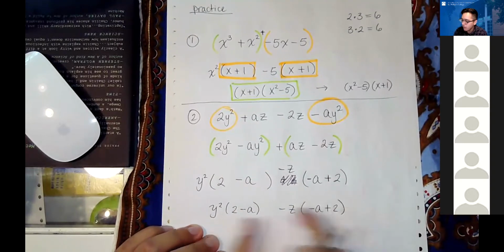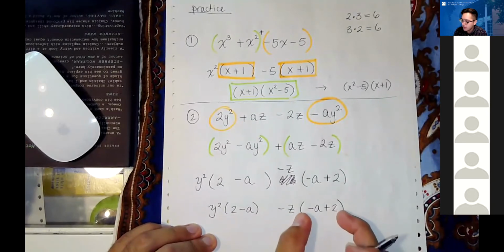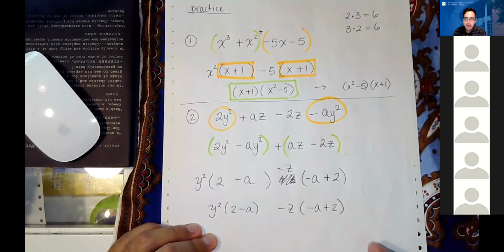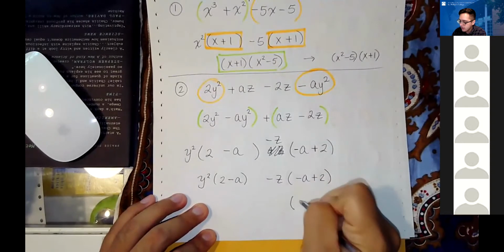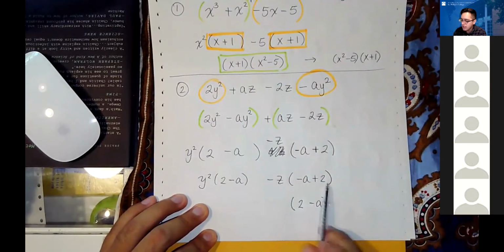Still looks different from this factor over here. But within this factor, we're just adding terms. So when it comes to addition, you can switch the order and it won't make a difference. So we could write this as 2 minus a, and that's the same thing as -a plus 2.